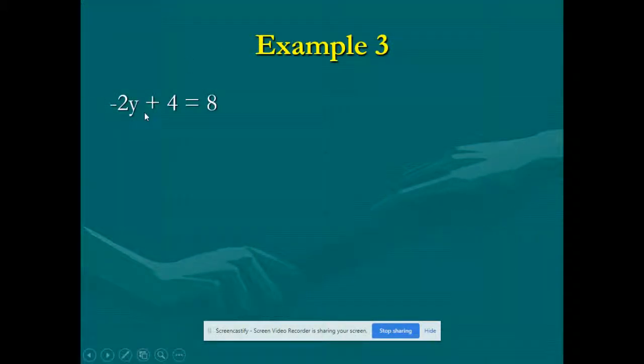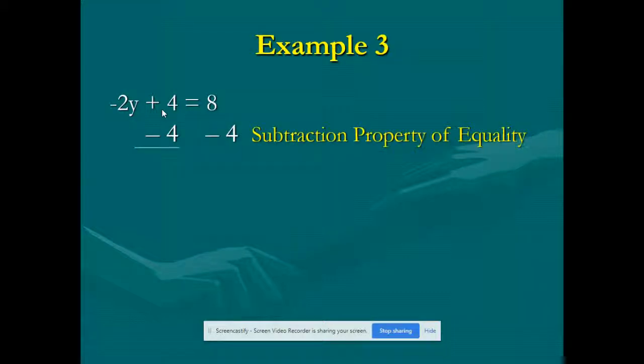We've got negative 2y plus 4 equals 8. So we've got to look at our plus 4 first. The opposite of that is take 4. So we take 4. Those cross each other out, and 8 take 4 gives us 4. So now we've got negative 2y is equal to 4.